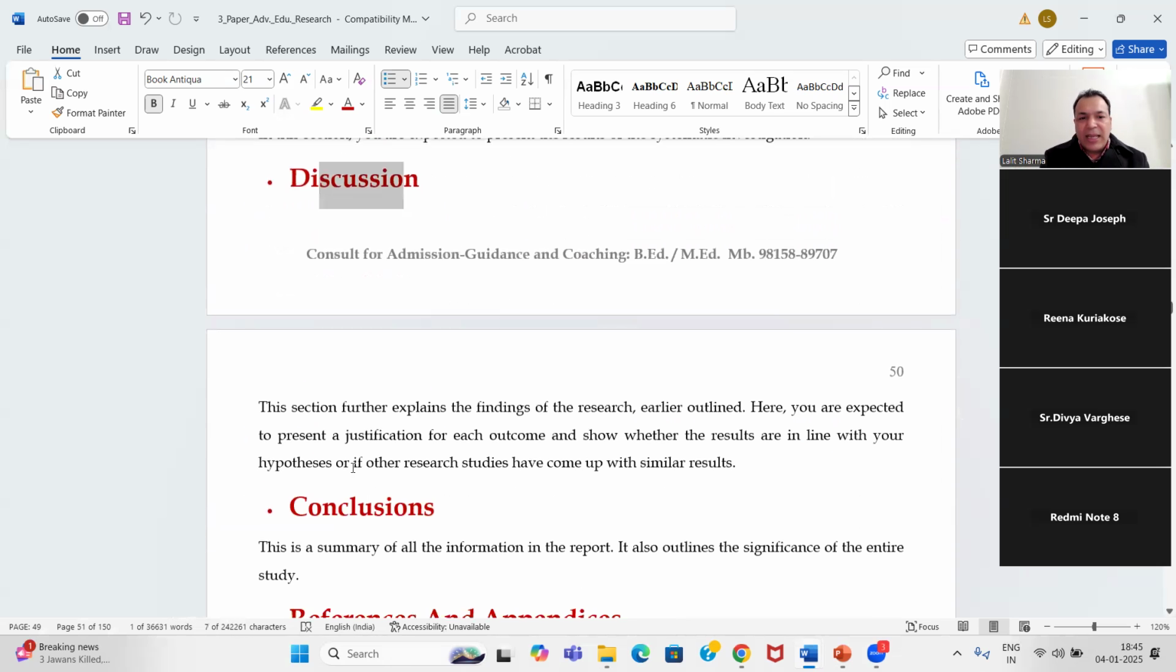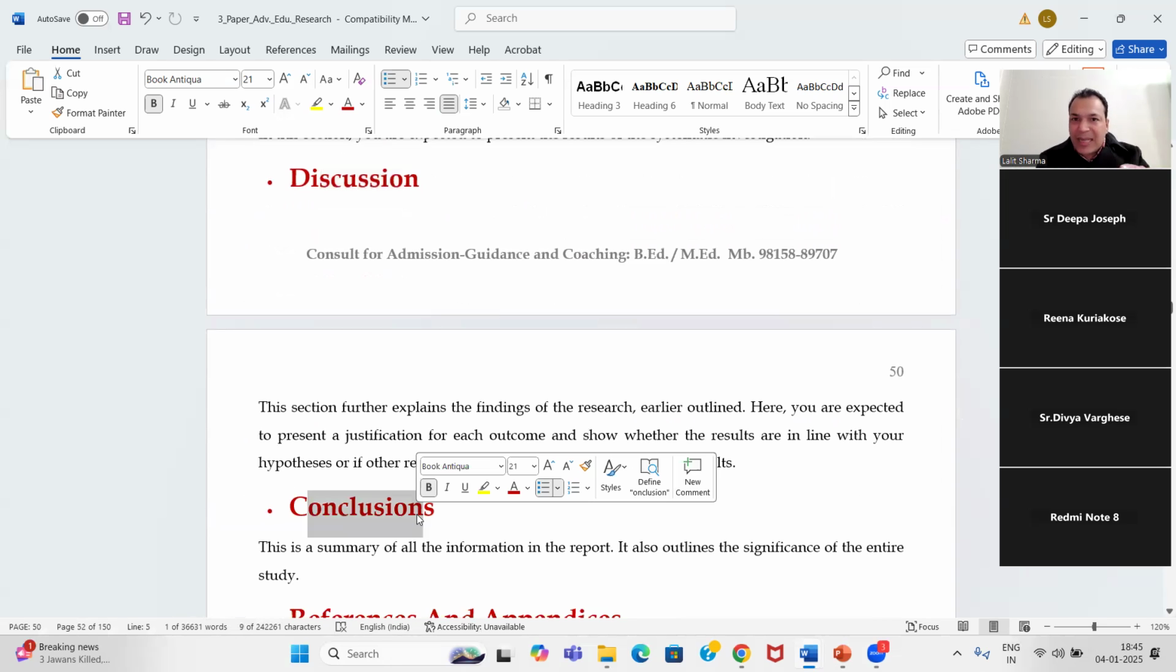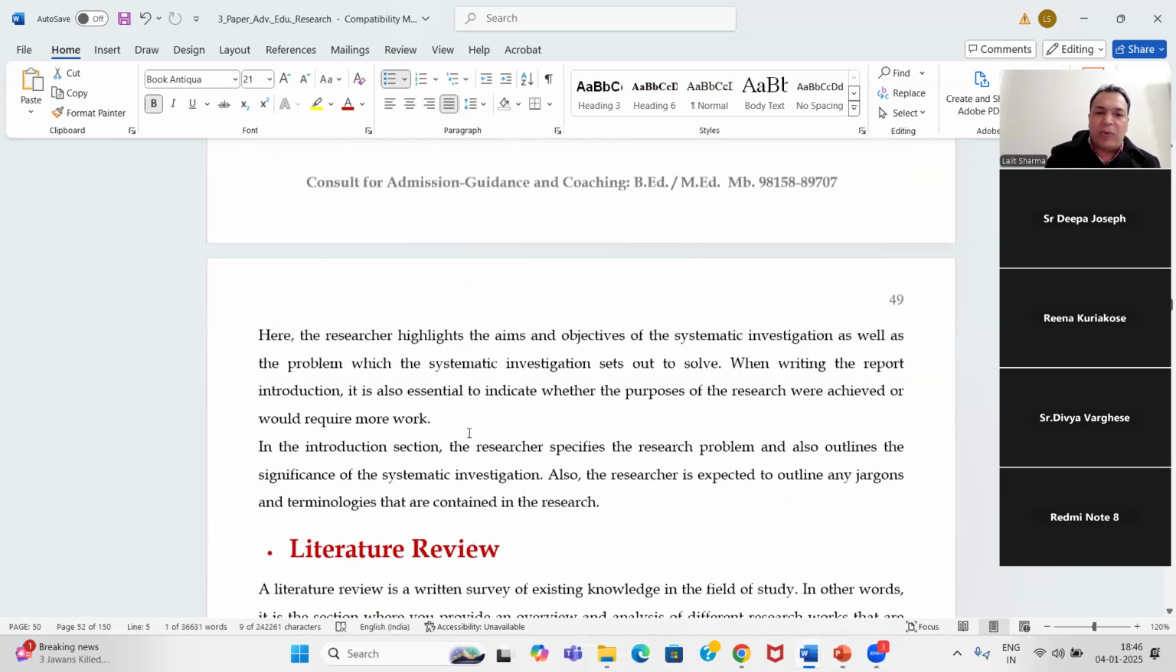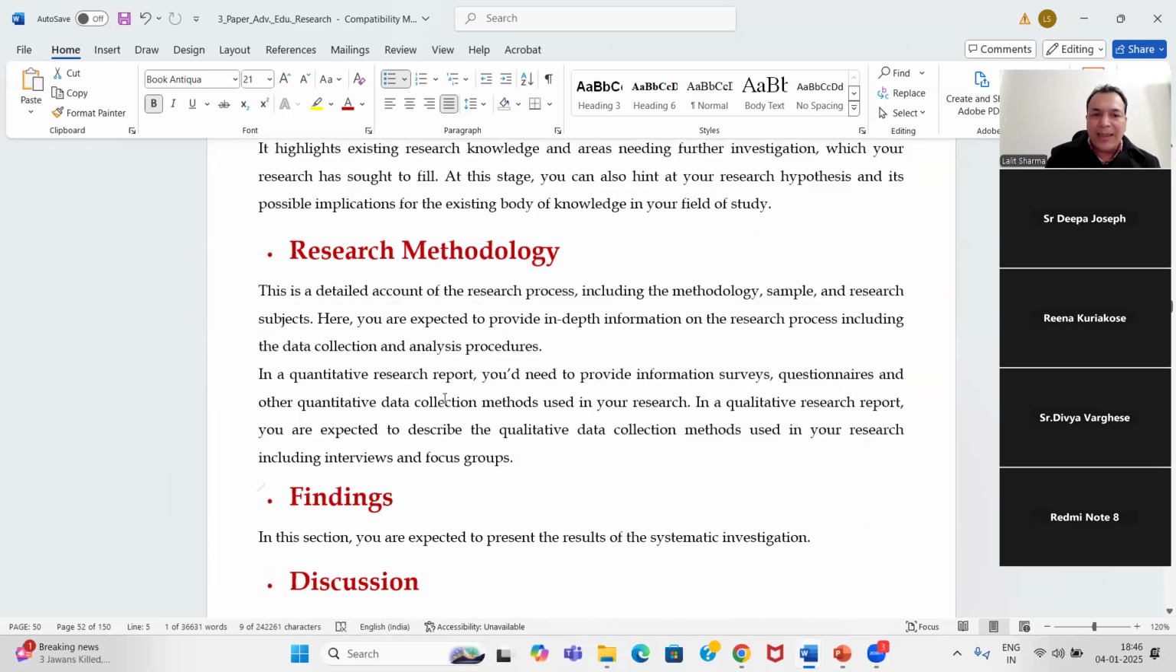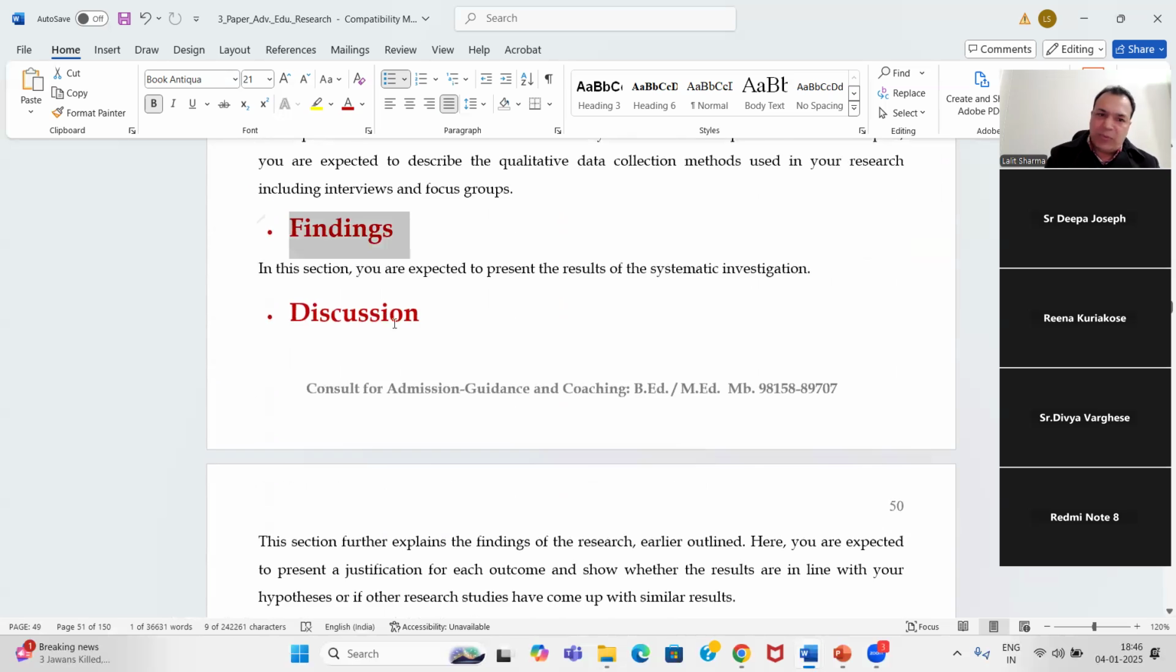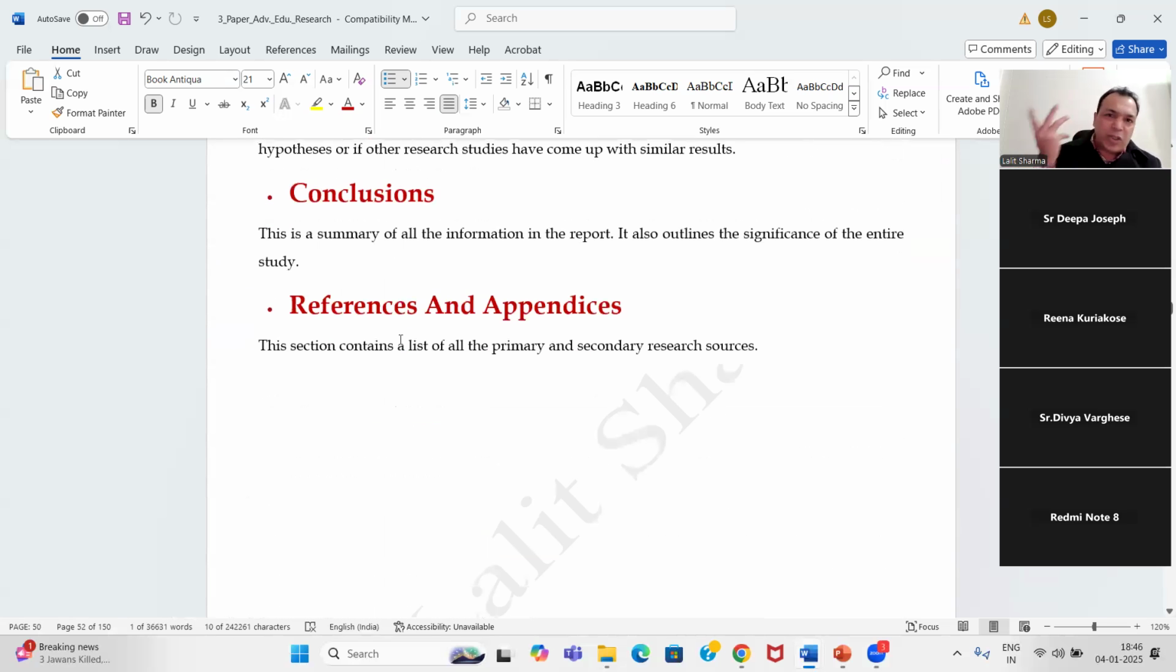Findings, discussions, conclusions. These steps you can't add under the research proposal, because you didn't start yet. You are going to start. But under the research report, you have started, you have done the work. So then what would happen? In the last, these 3 steps would be added. So it will become your research report.